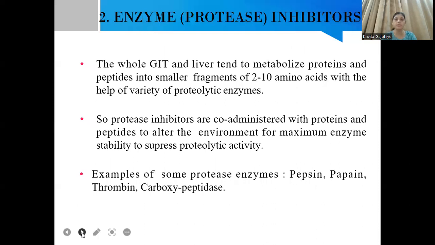Now, the second approach is enzyme protease inhibitors. The whole GIT and liver tend to metabolize proteins and peptides into smaller fragments, where the number of amino acids present is only 2 to 10, with the help of a variety of proteolytic enzymes, because in our esophagus, in our digestive tract or GIT, lots of proteolytic enzymes are present. So if we incorporate some type of protease inhibitor, or co-administer it with the protein and peptide, it alters the environment to one of minimum enzyme stability and suppresses the proteolytic activity. Examples of protease enzymes are pepsin, papain, thrombin, carboxypeptidase.